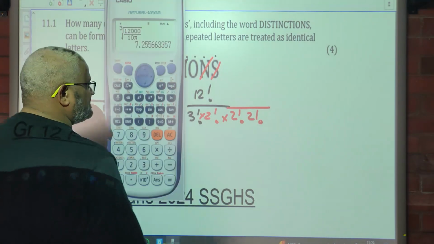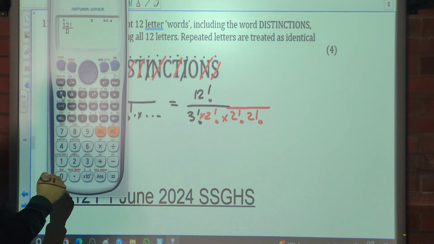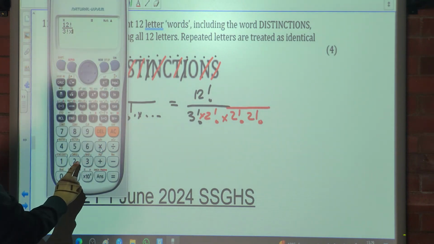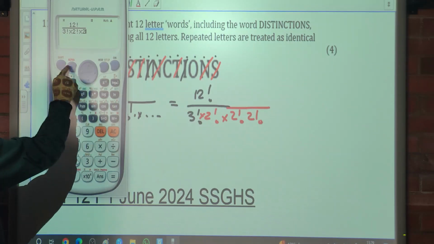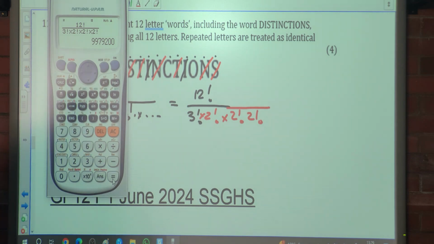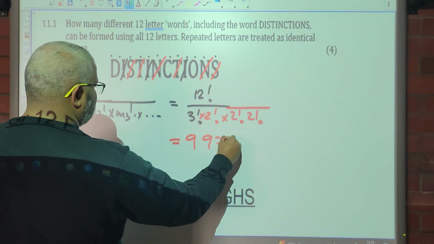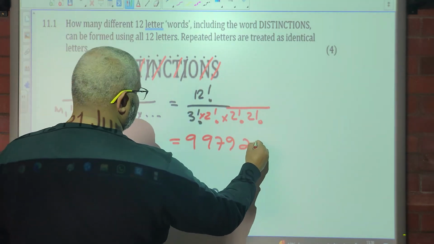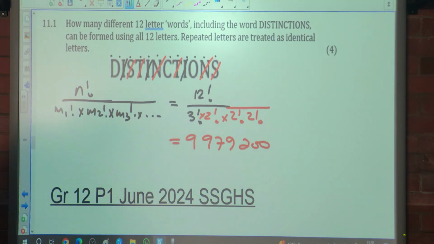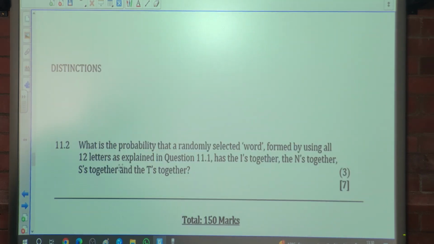So in other words, we can work this out. It's 12 factorial over 3 factorial times 2 factorial. Now 2 factorial is 2. Okay, let's say we didn't know that. Give you an answer: 9,979,200. So there's so many word arrangements that can be made. The repeated letters are treated as identical letters.